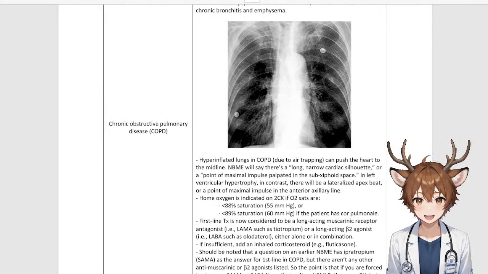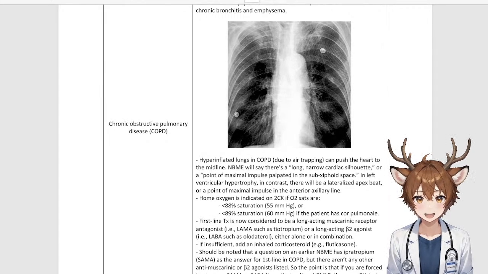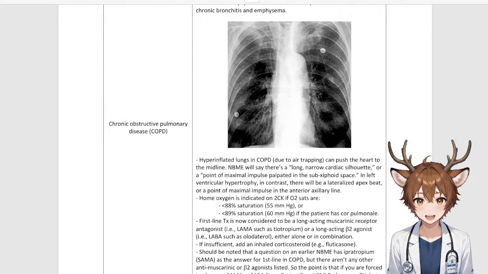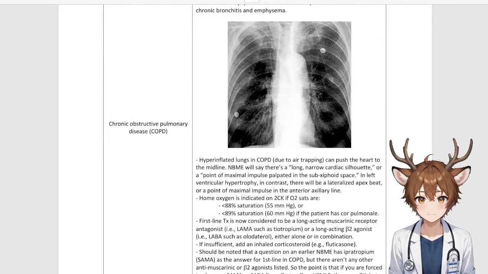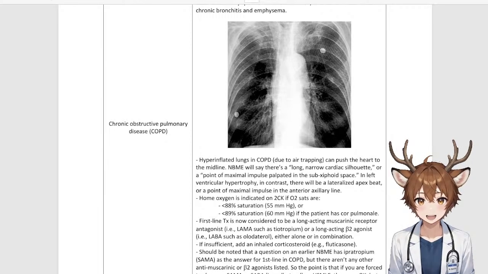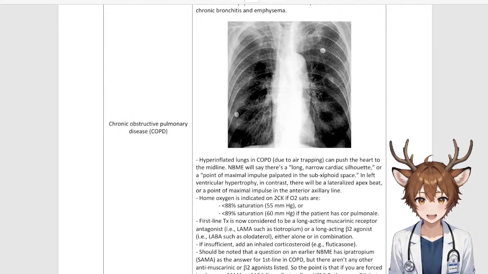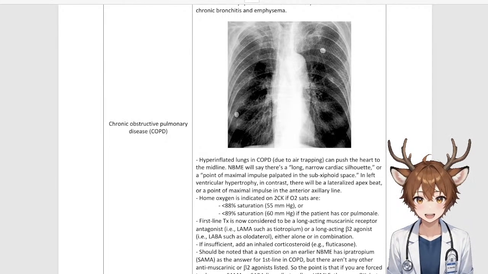First-line treatment is now considered to be a long-acting muscarinic receptor antagonist, that is to say, for example, LAMA, with one L, such as tiotropium, or long-acting beta-2 agonists like LABA, such as olodaterol, either alone or in combination. If insufficient, add an inhaled corticosteroid like fluticasone.